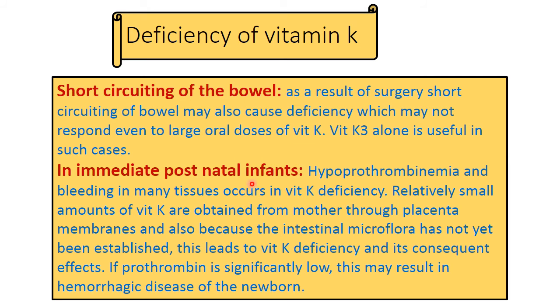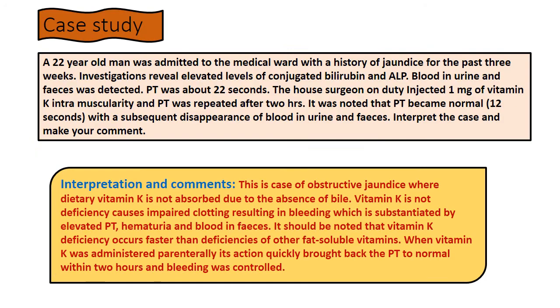And in immediate postnatal infants, hypoprothrombinemia and bleeding in many tissues occur in vitamin K deficiency. Relatively small amounts of vitamin K are obtained from the mother through the placenta, and because the intestinal microflora has not yet been established, this leads to vitamin K deficiency and its consequent effects. If prothrombin is significantly low, this may result in hemorrhagic disease of the newborn.